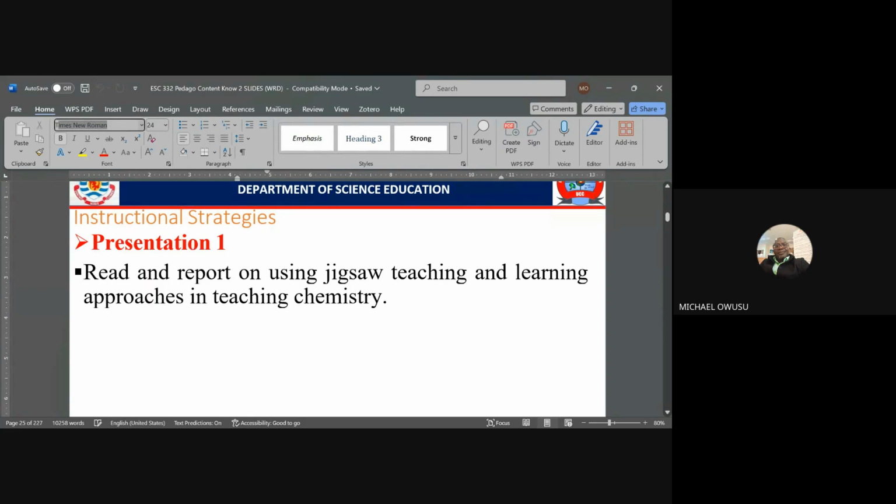It should be Times New Roman, and the font size should be 12. Times New Roman, and the font size should be 12. So you're going to present this, and then you send it to me as your first assignment. And it will be scored, please. Take note of that, it will be scored. So that is the first assignment.